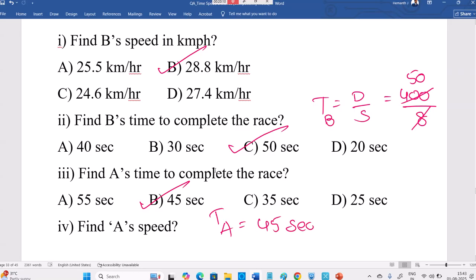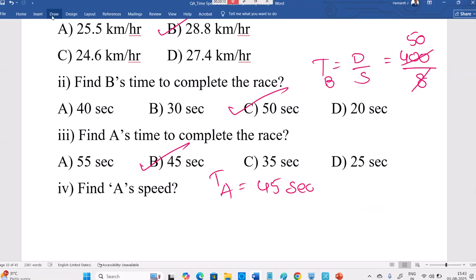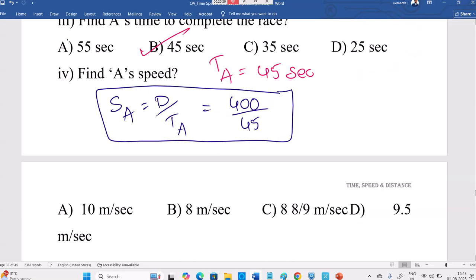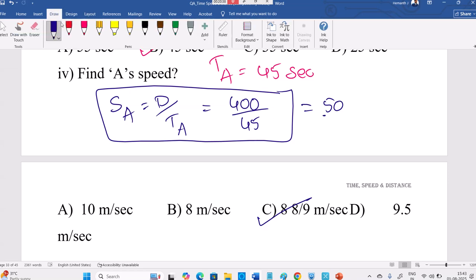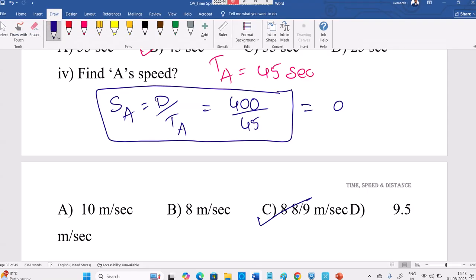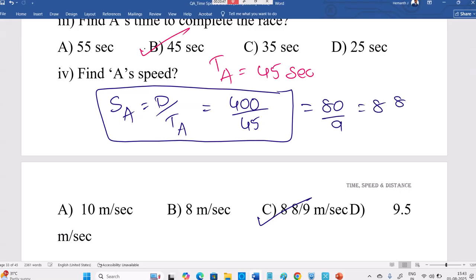Now what about A's speed, sir? How to calculate A's speed? Speed of A is nothing but distance by time. To complete the race, A should travel 400 meters in 45 seconds. So 400 divided by 45, dividing by 5, we got 80 divided by 9, which is 8 8/9 meters per second. They can ask you in kilometers per hour also.